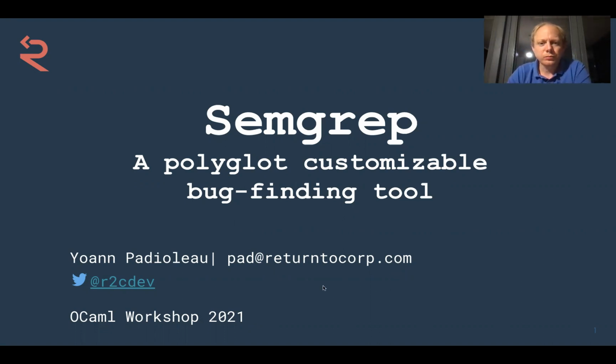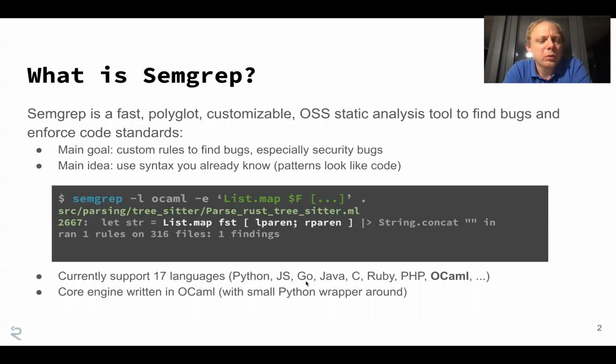And so, what is SEMGREP? SEMGREP is a fast, polyglot, customizable, open source static analysis tool to find bugs and enforce code standards. It can do many things, but its main goal, and where it really shines, is to write custom rules to find bugs, and especially security bugs. The main idea behind the tool is that to express code patterns, to express rules, you can use the syntax you already know, because the patterns look like regular code.